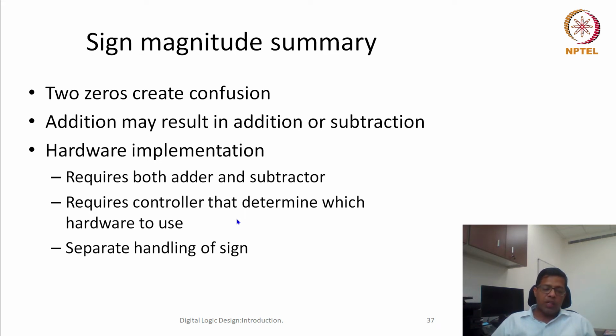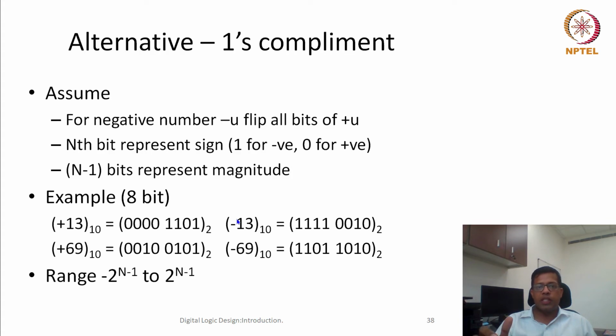Can we have something better? So let us think of some other naive representation. Let us say we are representing it in a ones complement manner. Ones complement means we are taking the complement of that number. Let's say if u is a number and I need to find the negative of that u, then what I do is I flip all the bits.